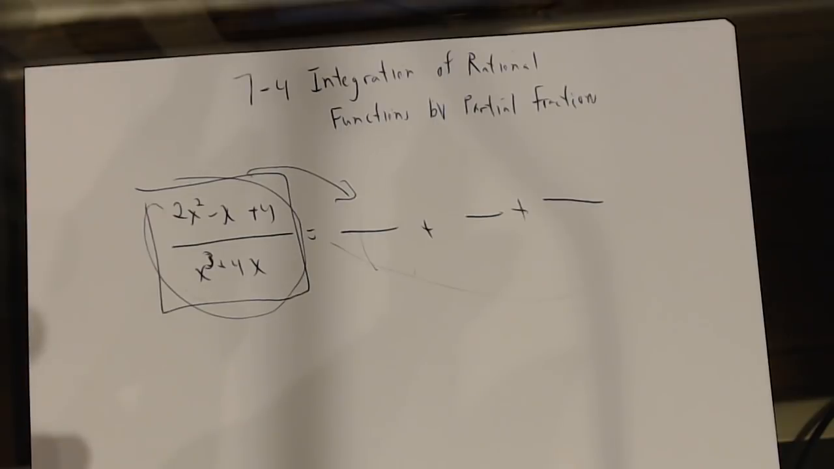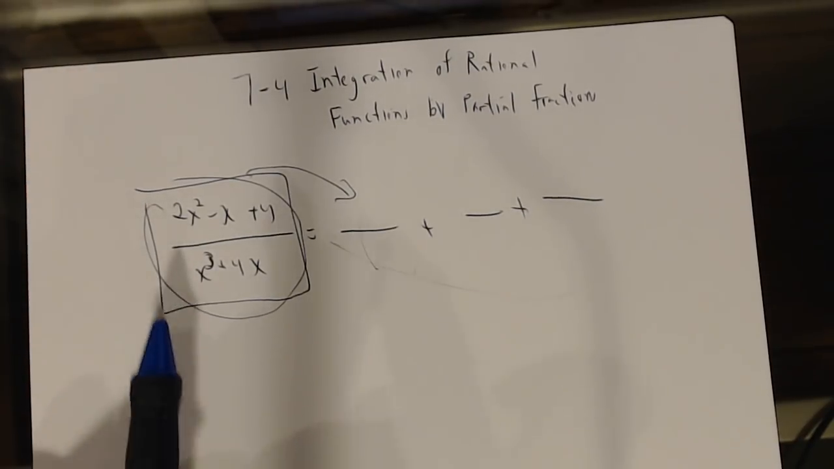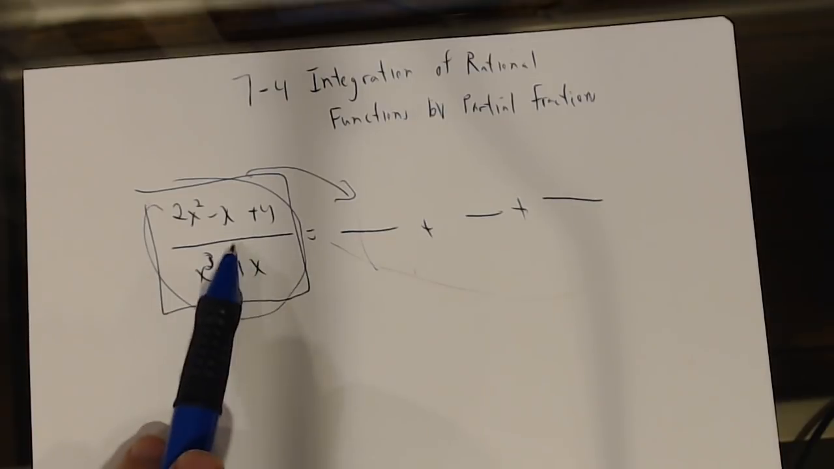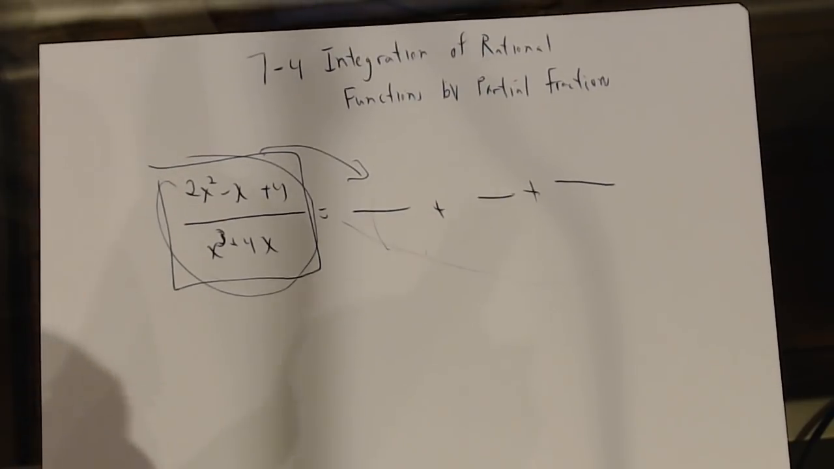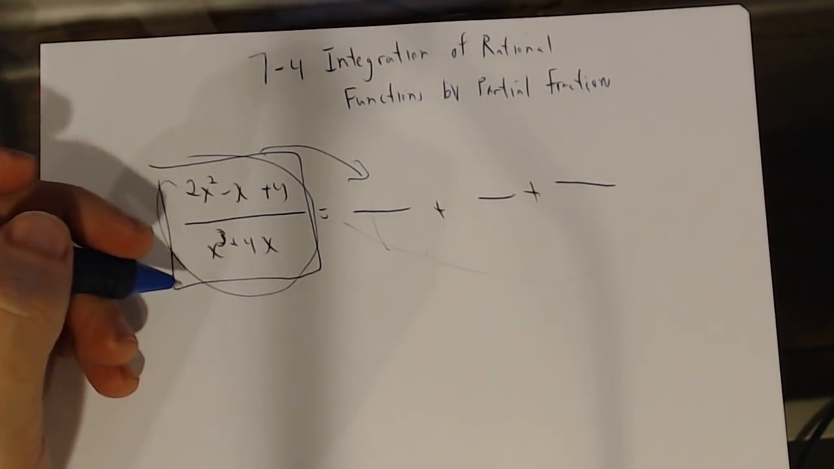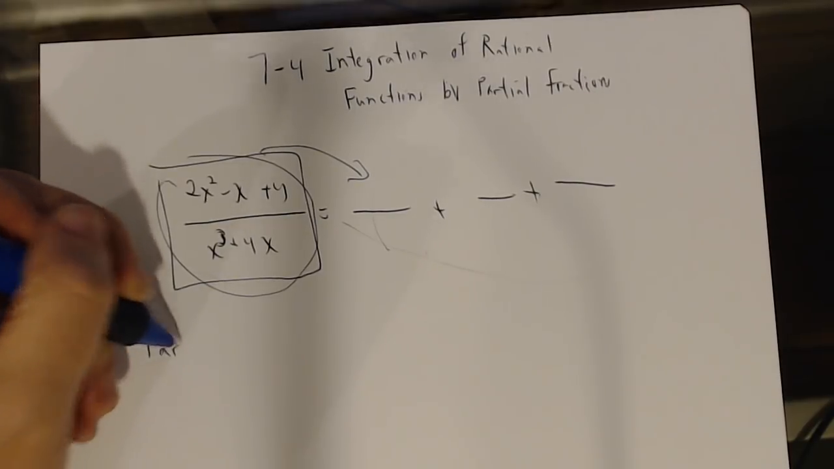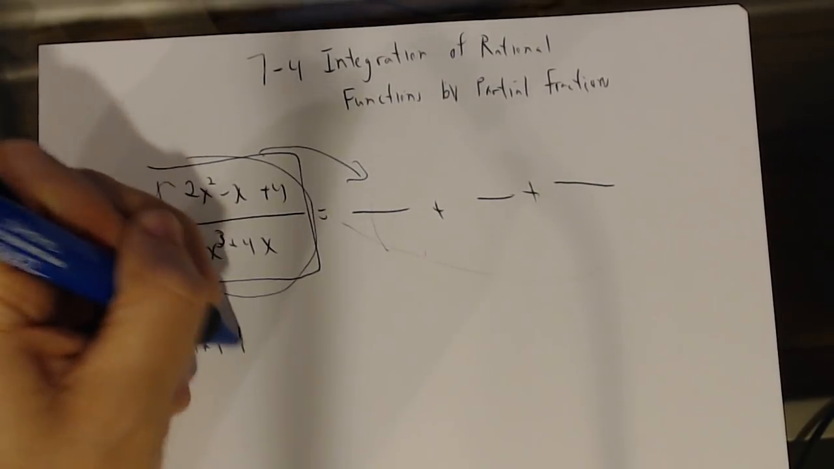So you could see that there are going to be some problems here that we have to deal with. So what we're going to do now is briefly talk about what we need to do to break something down into partial fractions. So let's take a quick review of partial fractions.